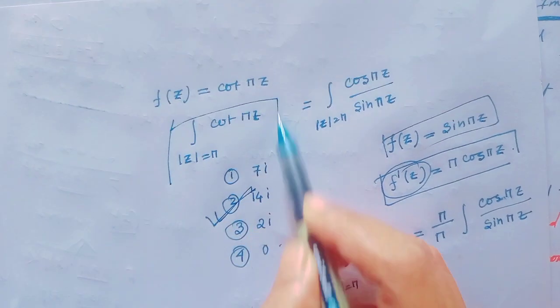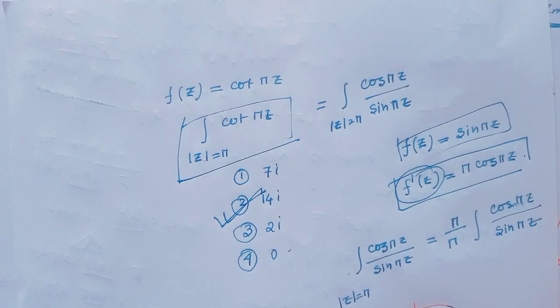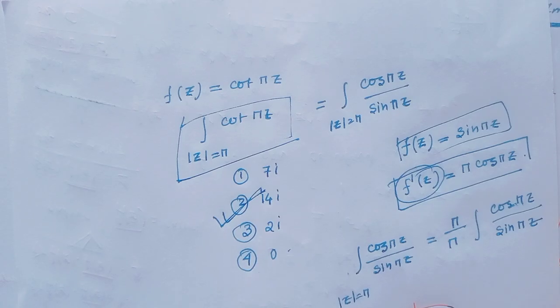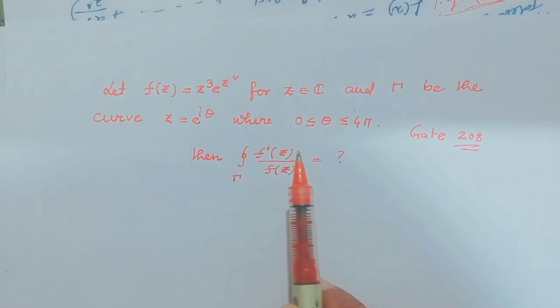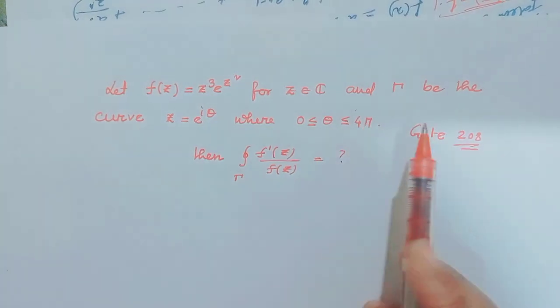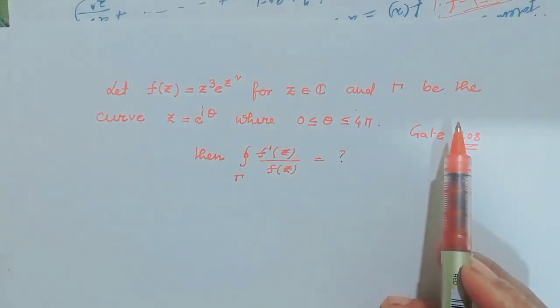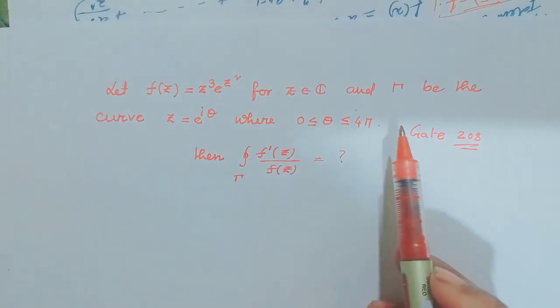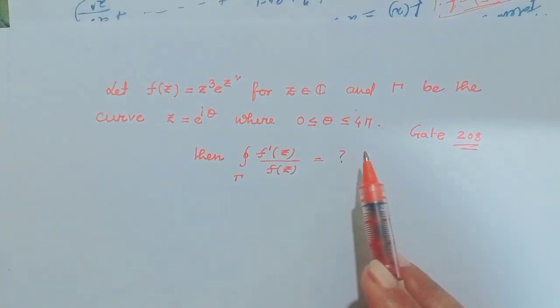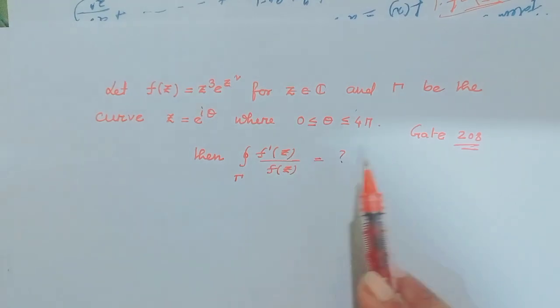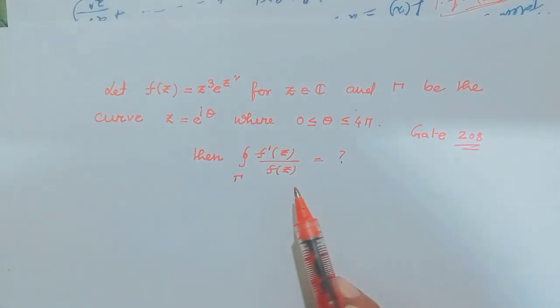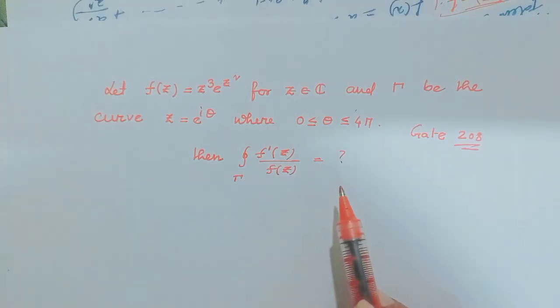By argument principle, you can evaluate this type of integration very easily. Next example, f z equal to z cube e to the power z square, for z belongs to C, and gamma be the curve where z equal to e to the power i theta, where theta lies between 0 to 4 pi. Then the integration over gamma of f prime z over f z, what is the value?